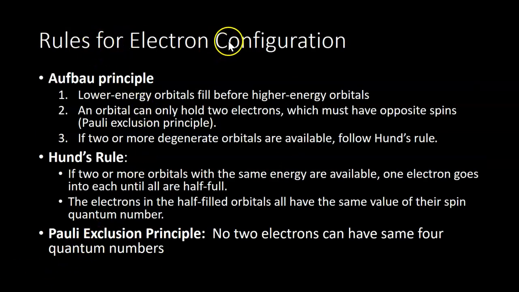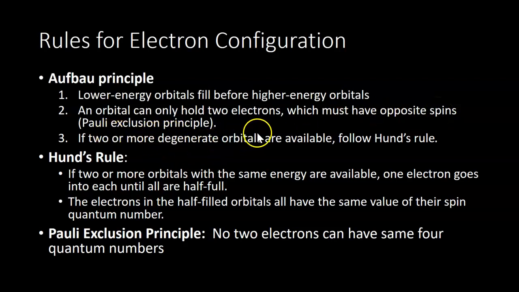We have some rules that you want to remember for electron configuration, specifically the Aufbau principle, Hund's rule, and the Pauli exclusion principle. In your Aufbau principle, remember that lower energy orbitals fill before higher energy orbitals. So this is just your basic set of rules for how to create an electron configuration. Remember that Aufbau means build up. So you're starting from the bottom and you're building up in that energy diagram. An orbital holds 2 electrons and they have to have opposite spins.